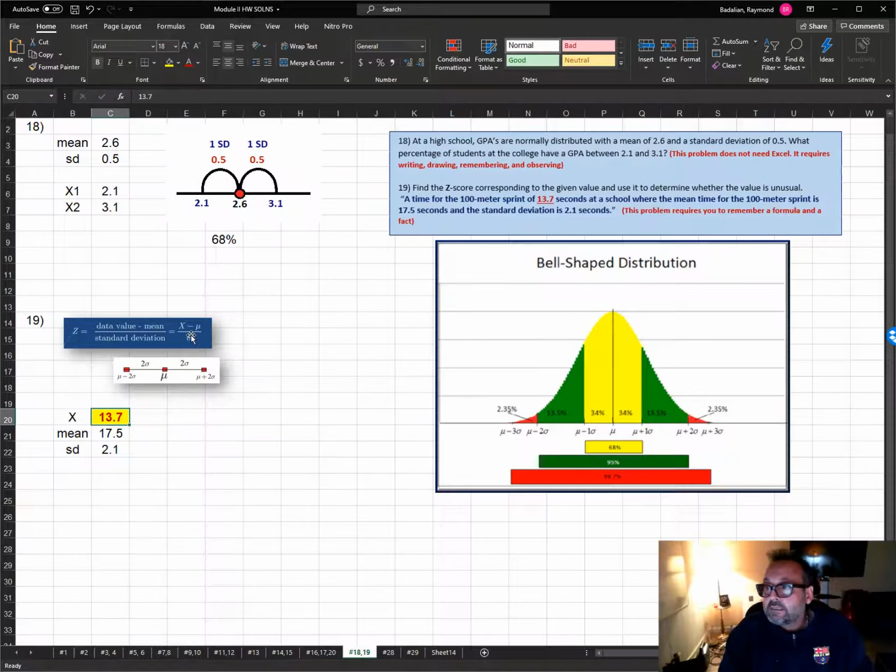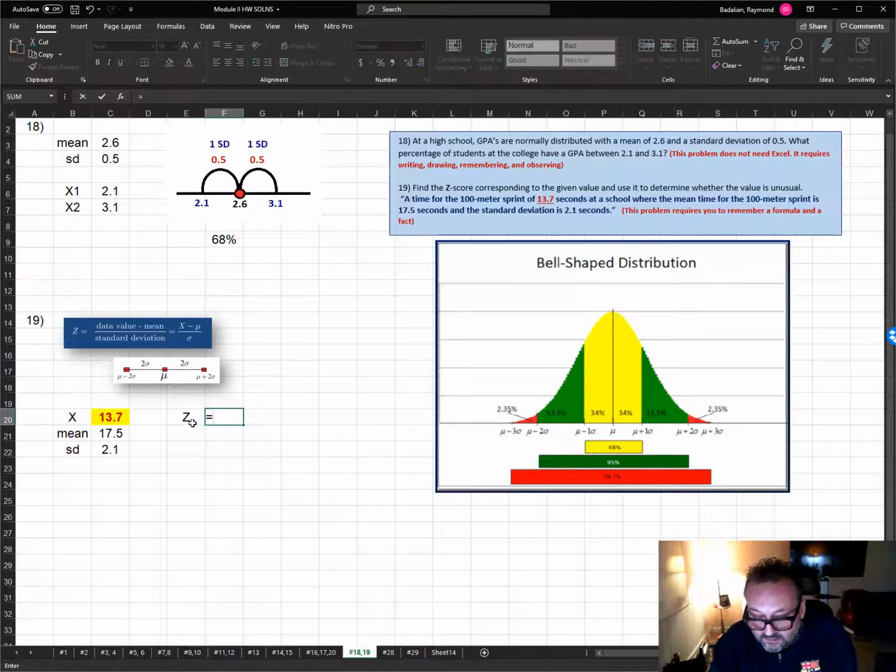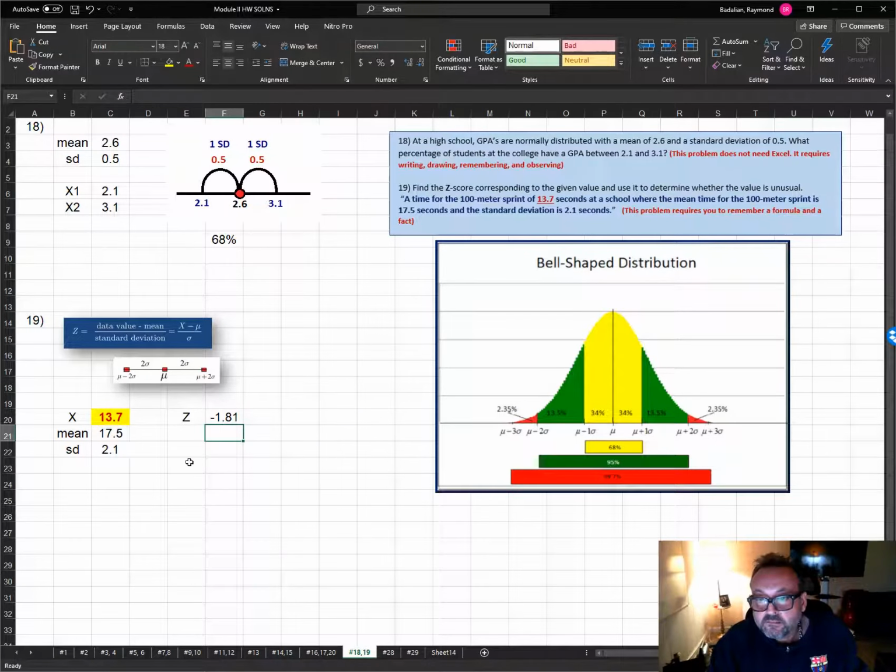So let's see if I can calculate my z-score here. I'm just saying equals parentheses x minus mu, close parentheses, divided by sigma, and there's my z-score, minus 1.8, and that is between minus 2 and 2, so you say the value is usual, and that is the answer for number 19.